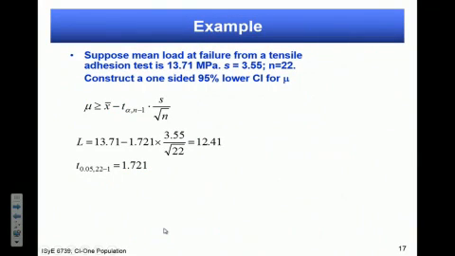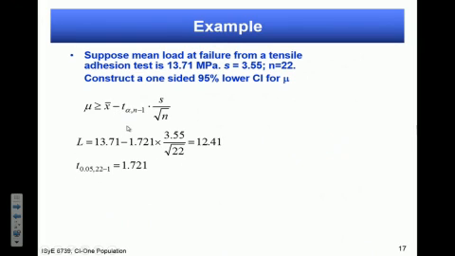Okay. So in this example, we are interested in one-sided. I think that's the same example. We want a 95% confidence interval. I think that's back to your point, because it's tensile adhesion. We want higher to be better, so we want to have a lower bound for that.